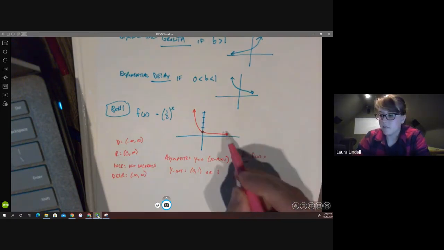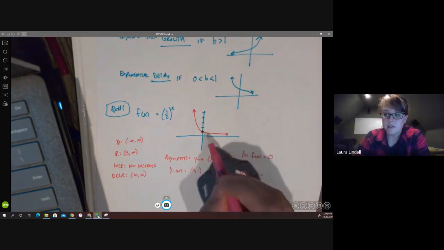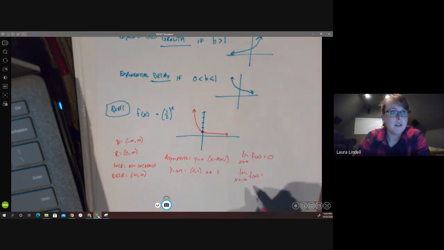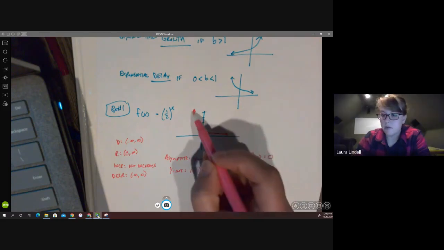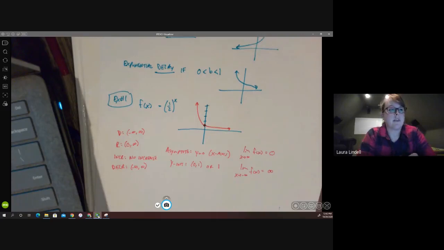So in this case, the right arrow is going to 0. It's got that asymptote at 0. It's approaching 0. The left arrow, though, is going off to positive infinity. So that would be our limit as x goes to negative infinity. The function is going to positive infinity. And that is pretty much everything that you could want to know about a function like this, an exponential function.